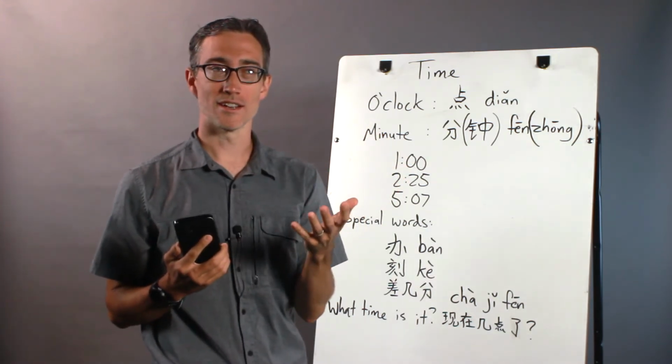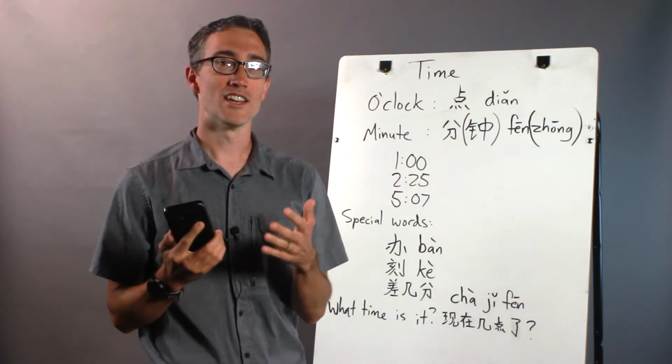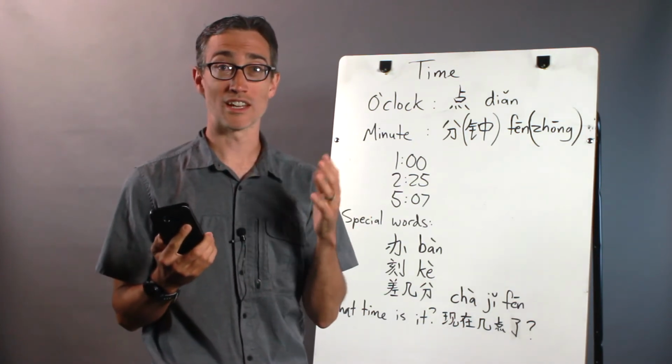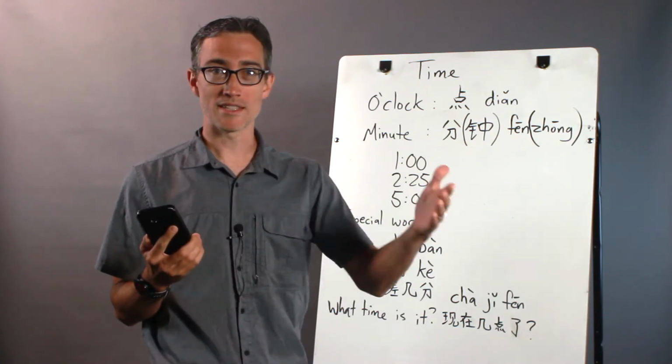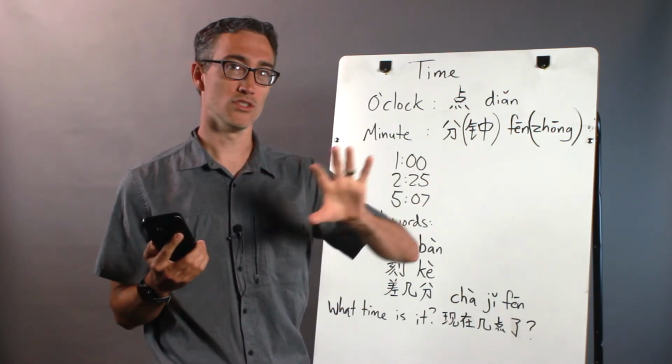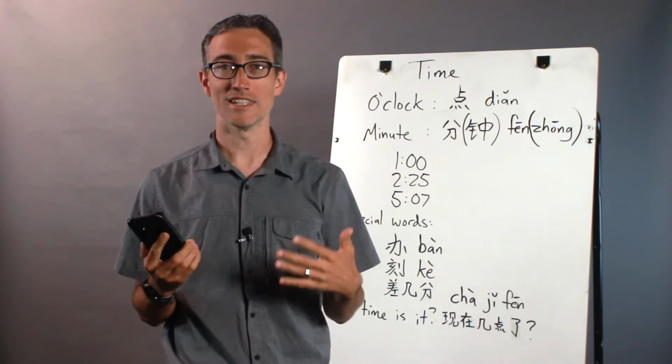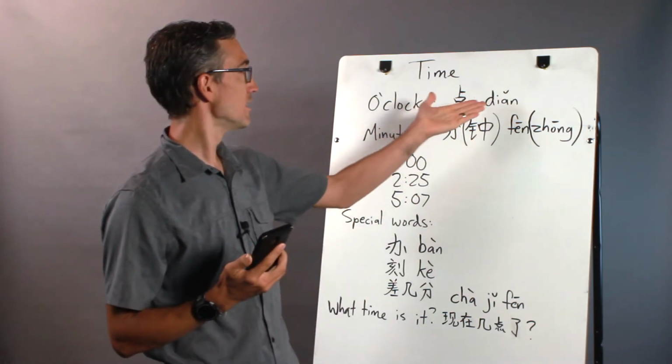So that is a more full phrase that you can use when you're talking about whole numbers like 3 o'clock. You can say 3点钟. But when you add minutes, you omit the 钟 and you can also just say 点. So let's just focus on that, 点.